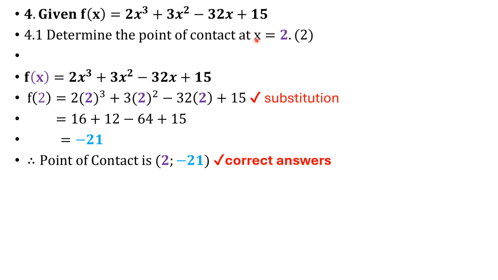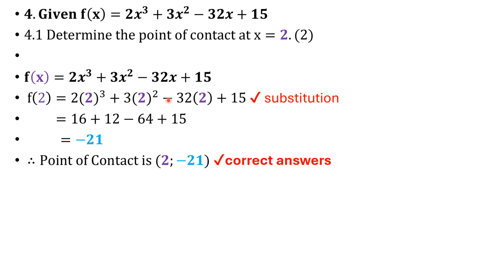Determine the point of contact at x equal 2. So I'm going to take 2 and substitute straight into the equation given. So x becomes 2: 2 cubed, 2 squared, and 2. So 2 cubed is 8 times 2 gives me 16. 2 squared becomes 4. 4 times 3 gives me 12.